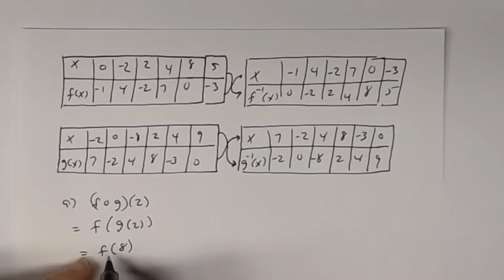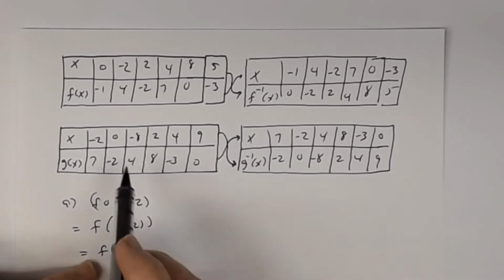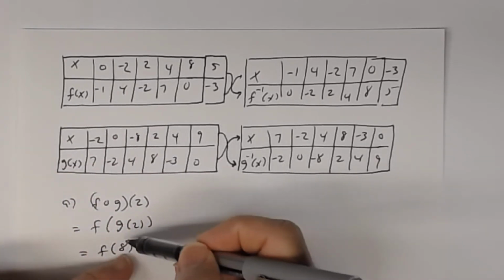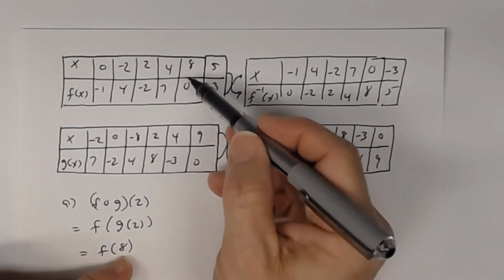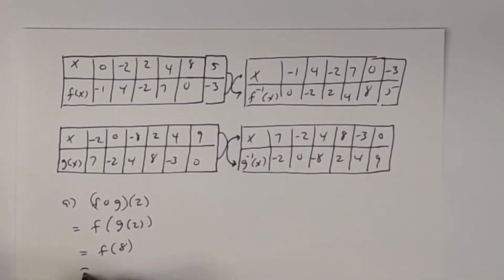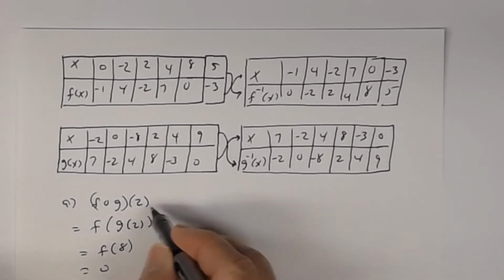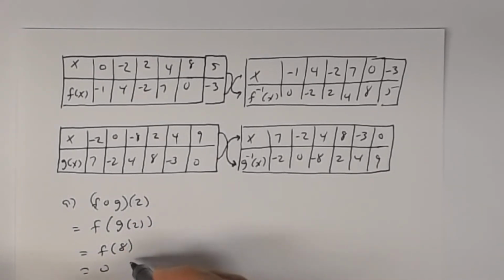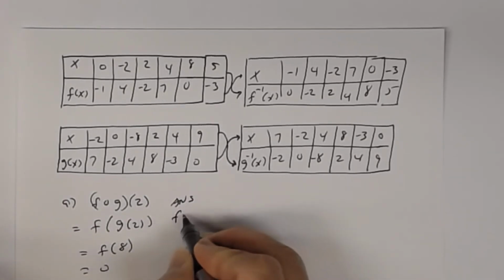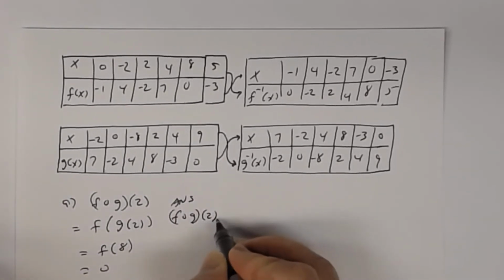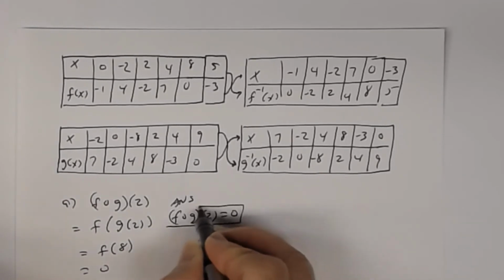So now what that means is you go to function f now. So that's this one. So you look up x equal 8, so that's here, so that's where x is 8, and then the question is what's the y value? So the y value is 0, so this becomes 0. So what that means is that this right here is equal to 0. So your answer, you're going to say f composed with g at 2 is equal to 0.